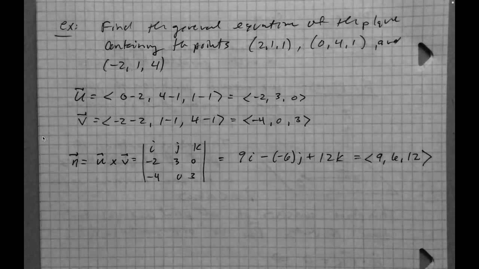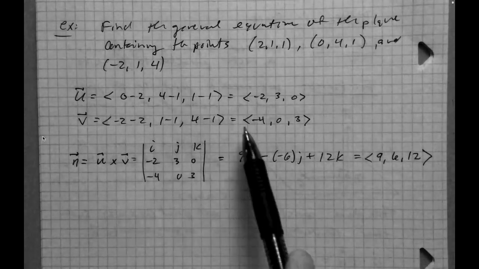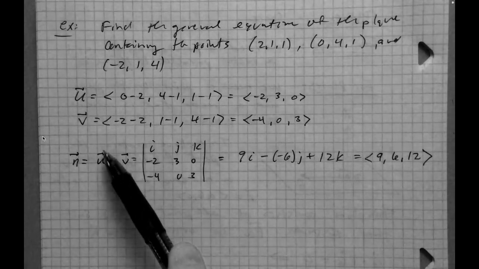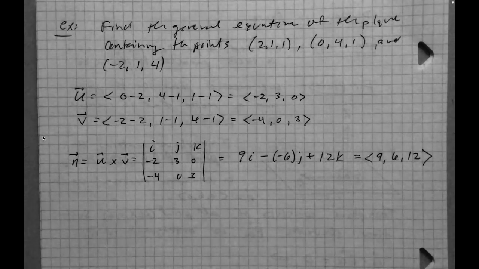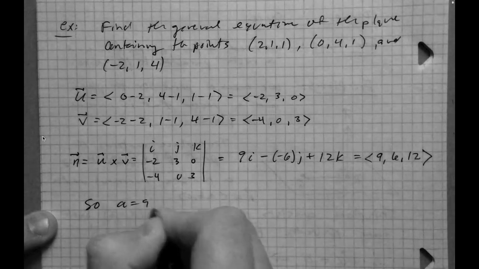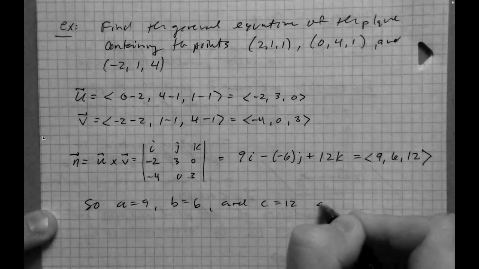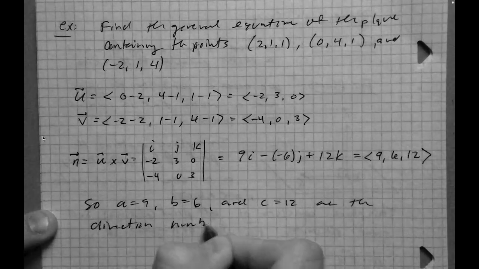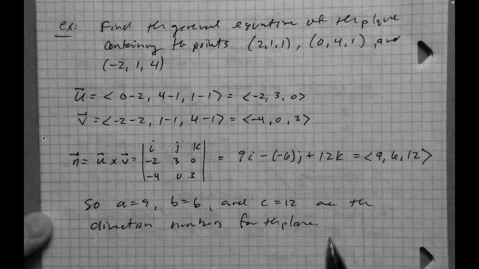Okay, so hopefully those steps are straightforward. We start with 3 points in the plane. From those, we can derive 2 vectors in the plane. From those 2 vectors, we can use the cross product to identify a normal vector to the plane. And once we have that normal vector, we know the direction numbers. So we can say a equals 9, b equals 6, and c equals 12 are the direction numbers for the plane.